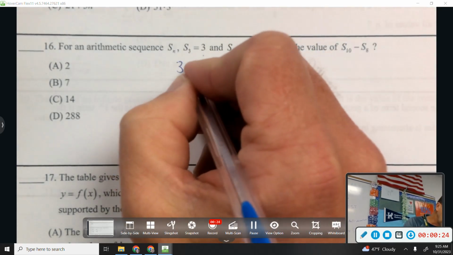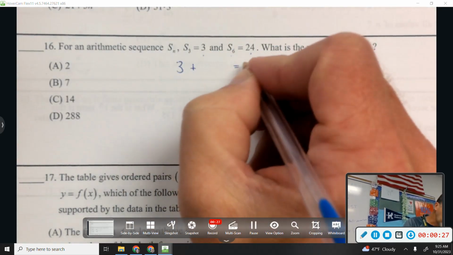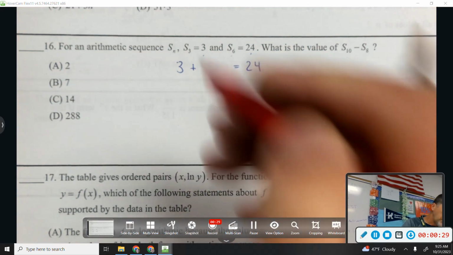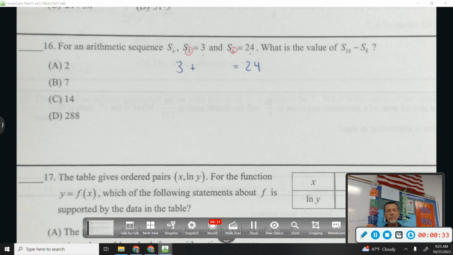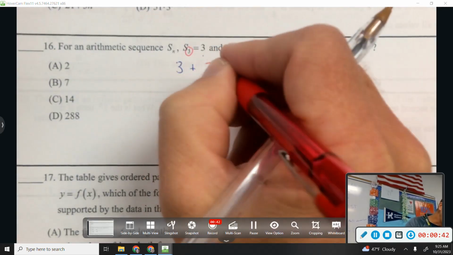To get from the third term to the sixth term, how many steps is it? 4. From 3 to 6 includes 4 terms, but to get from the third term to the sixth term is 3 steps.